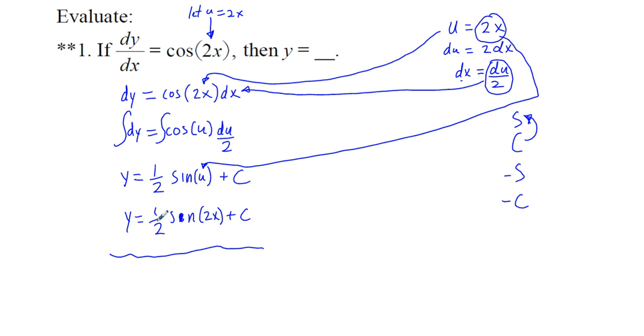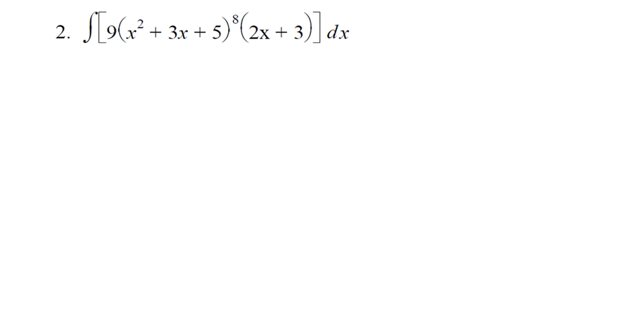Okay, as you get familiar with these u substitutions, you may be able to get by without having to do this formal process. But be careful. It's easy to make mistakes. It's easy to end up multiplying by 2 when, as in this case, you should be dividing by 2 or multiplying by 1/2. Next, the integral of 9 quantity x squared plus 3x plus 5 to the 8th power times quantity 2x plus 3 dx.